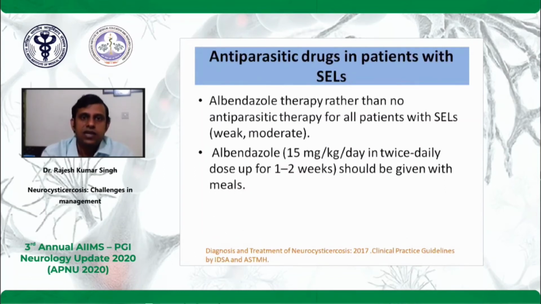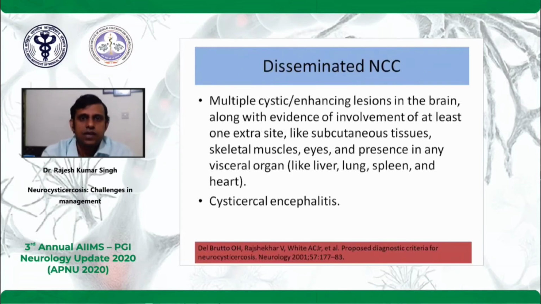So for antiparasitic drug in patients with solitary enhancing lesion, albendazole therapy should be preferred and it should be given for 1 to 2 weeks. Now coming to another topic, disseminated NCC. Disseminated NCC is defined as those having multiple lesions in the brain, at least 3 or more, and with involvement of one extra neural site like subcutaneous tissue, skeletal muscle, eyes, and presence in any visceral organ like liver, lung, spleen, and heart.